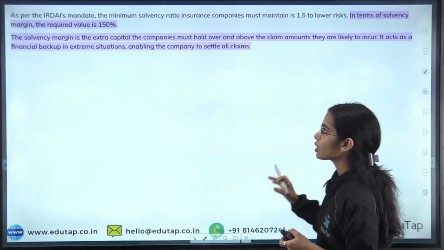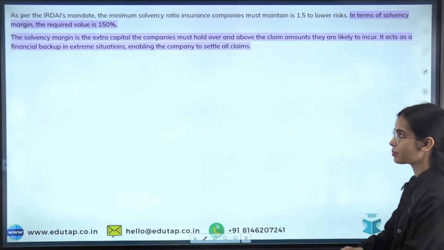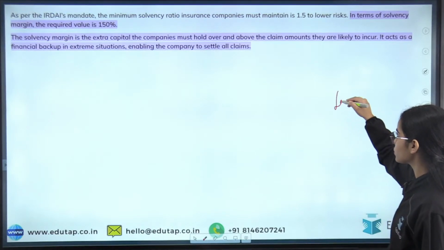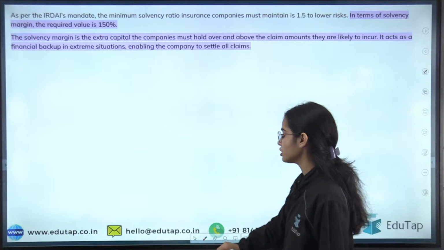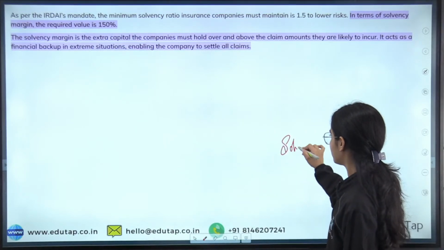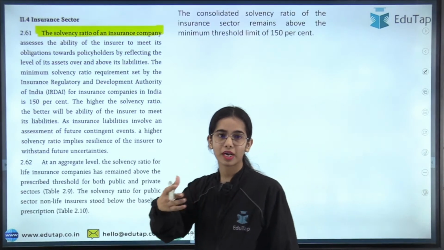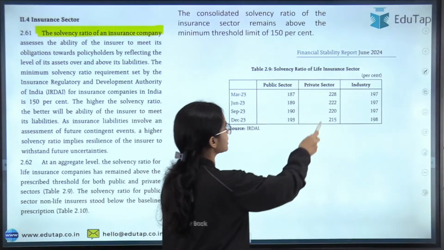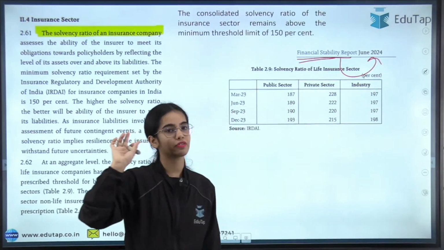Okay, so now coming to the last few slides of the insurance IRDAI report. So these are the last few slides, and we are towards the end of the session. First of all, solvency margin. What is solvency margin? We have discussed the solvency margin in the RBI Financial Stability Report, the one released in June 2024, where we discussed the solvency ratio.